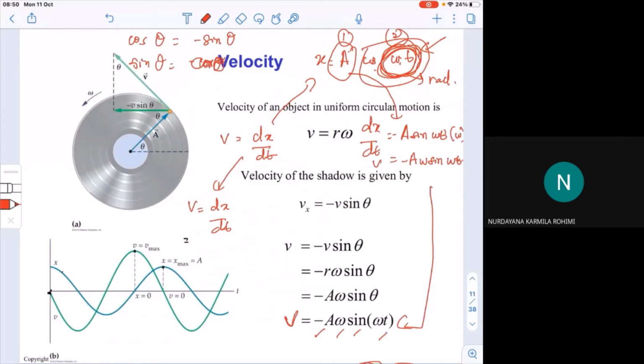If you look at the velocity, where does it start? Here, this is V at x equals 0. Sorry, at V equals 0. That's why the graph of V is negative A omega sine, because the sine graph starts at 0, where the cosine graph starts at the amplitude. So that's why we can say that for the velocity, it starts at 0. And this is how they represent the graph.